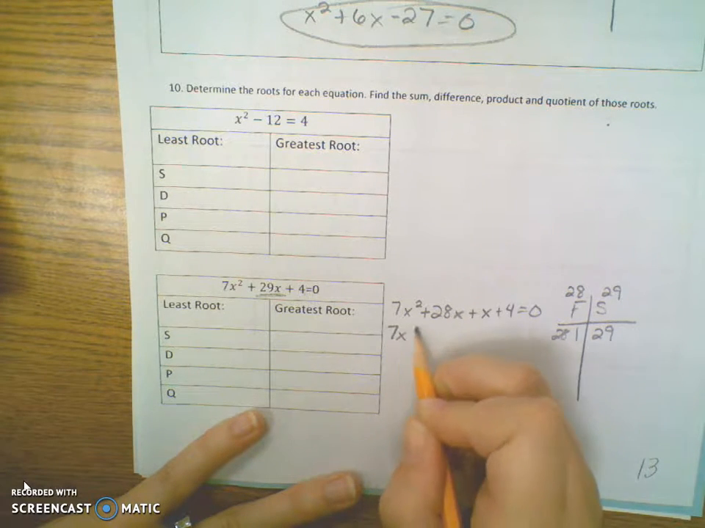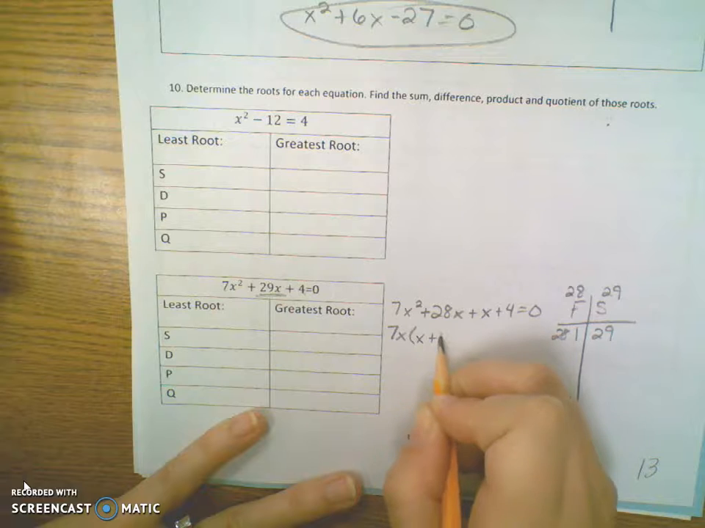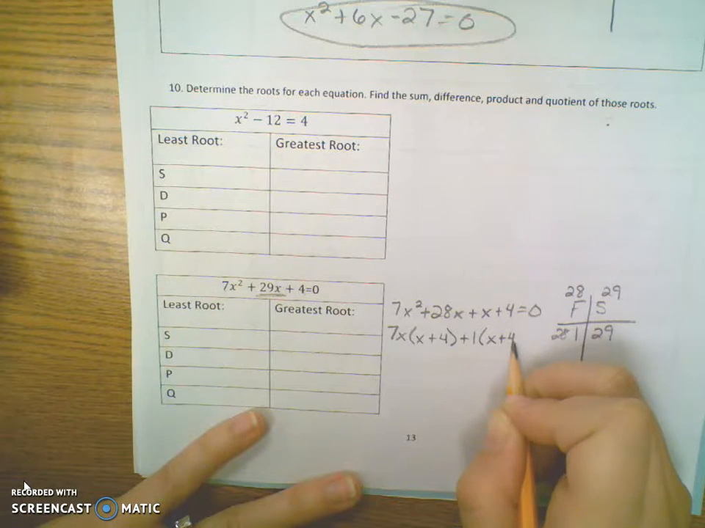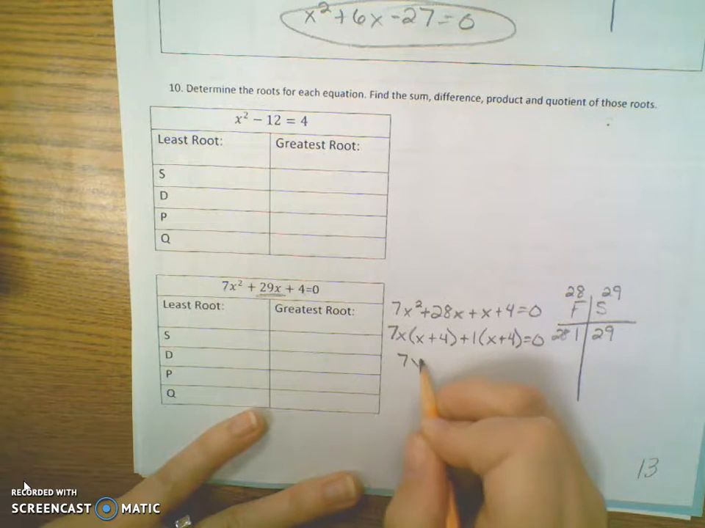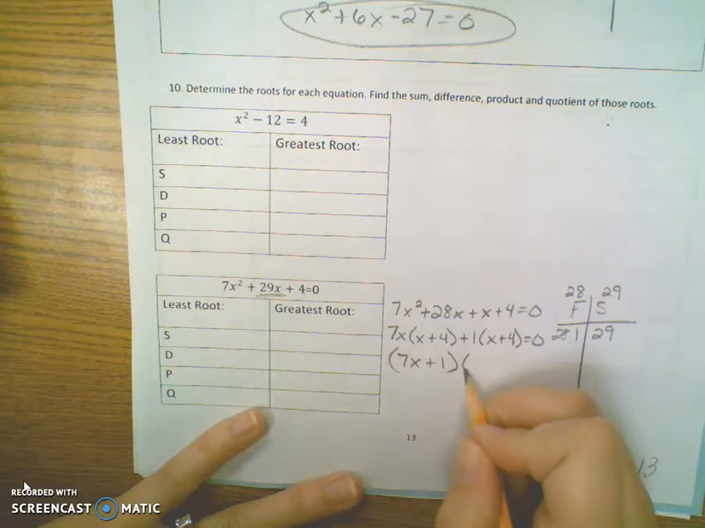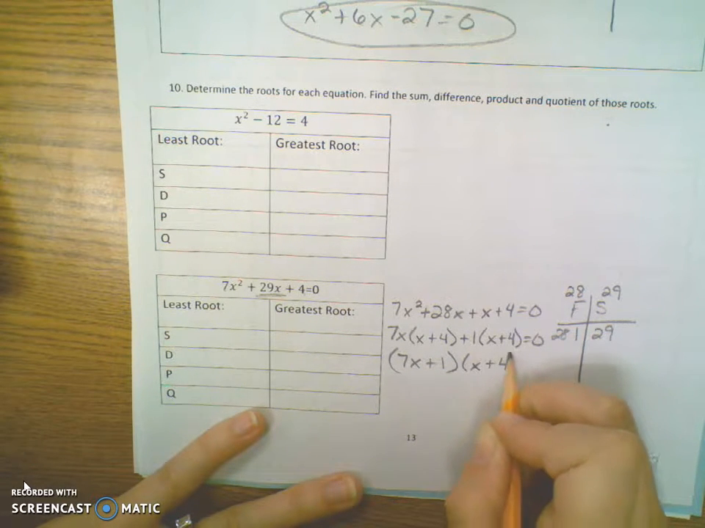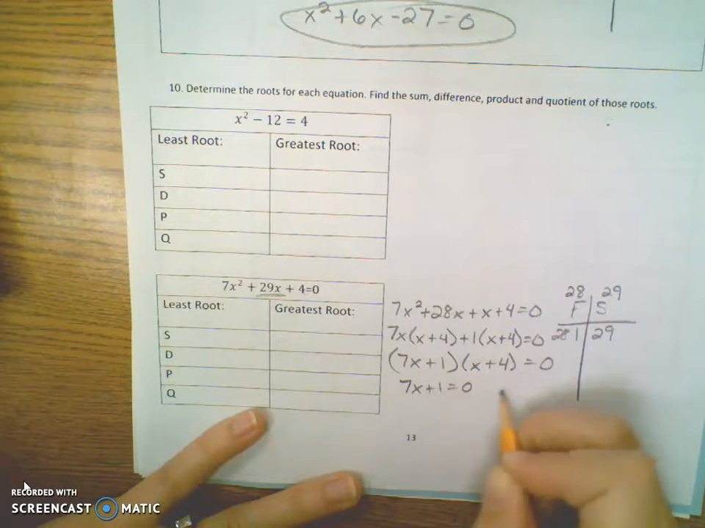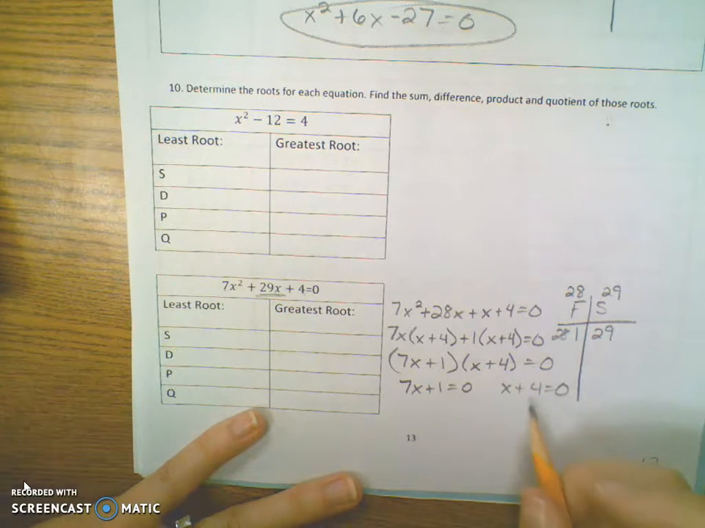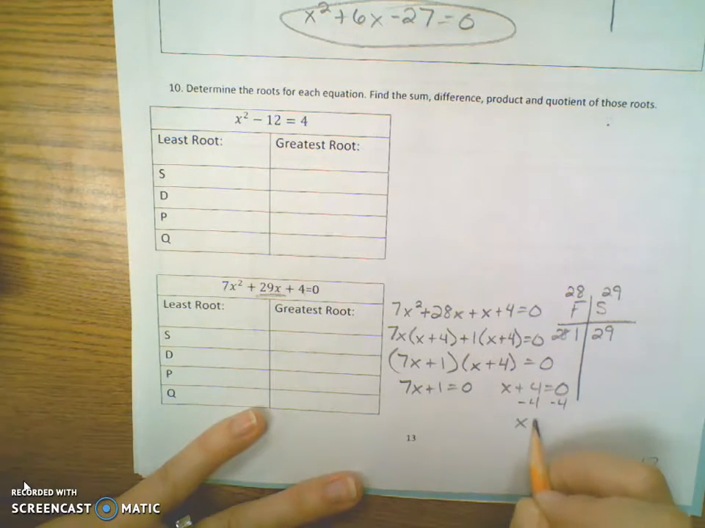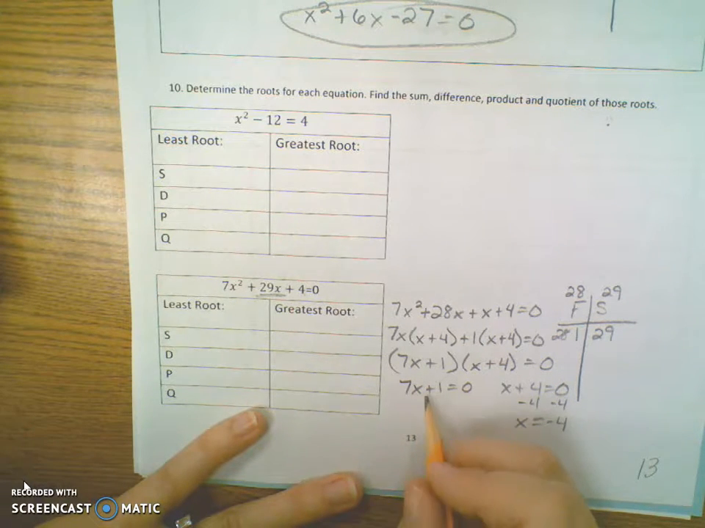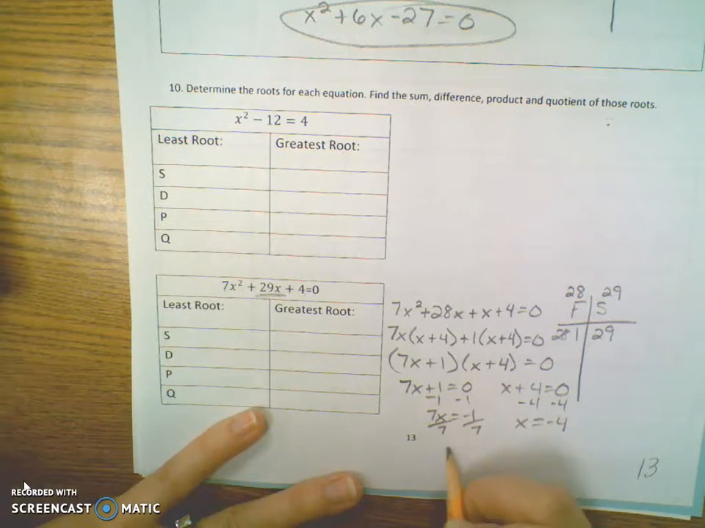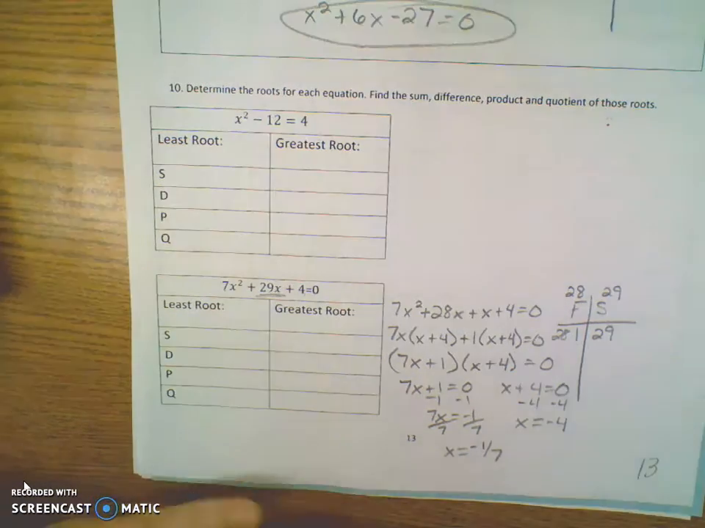So I'm going to take out 7x in the first part, so that's just going to be x plus 4, and then in the next part I'm going to take out just 1 so that I have x plus 4 equals 0. So now I have 7x plus 1, and I have x plus 4 equals 0. So now I'm going to split that up. 7x plus 1 equals 0, and x plus 4 equals 0. So here, subtract 4 from both sides, and I have x equals -4 over here, minus 1, so I have 7x equals -1, divided by 7, x equals -1/7.